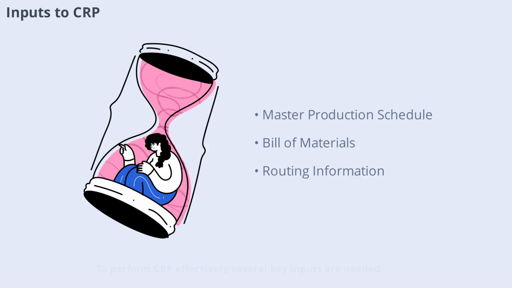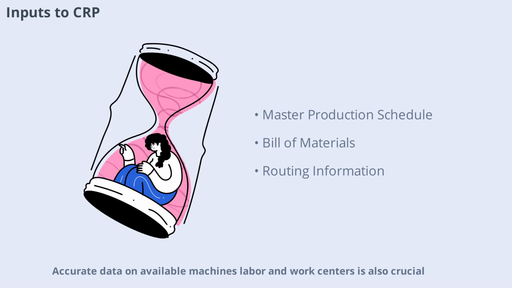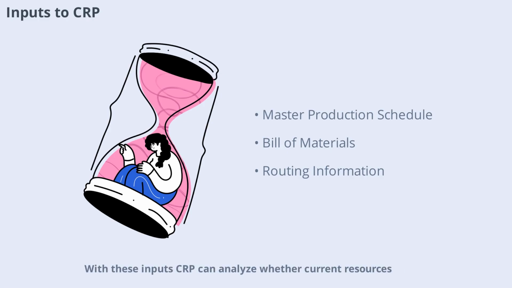To perform CRP effectively, several key inputs are needed. These include the master production schedule, which outlines what needs to be produced, the bill of materials listing all components required, and routing information, which details the steps and resources needed for production. Accurate data on available machines, labor, and work centers is also crucial. With these inputs, CRP can analyze whether current resources are sufficient to meet production goals. Next, we'll see how these inputs are used in the CRP process.